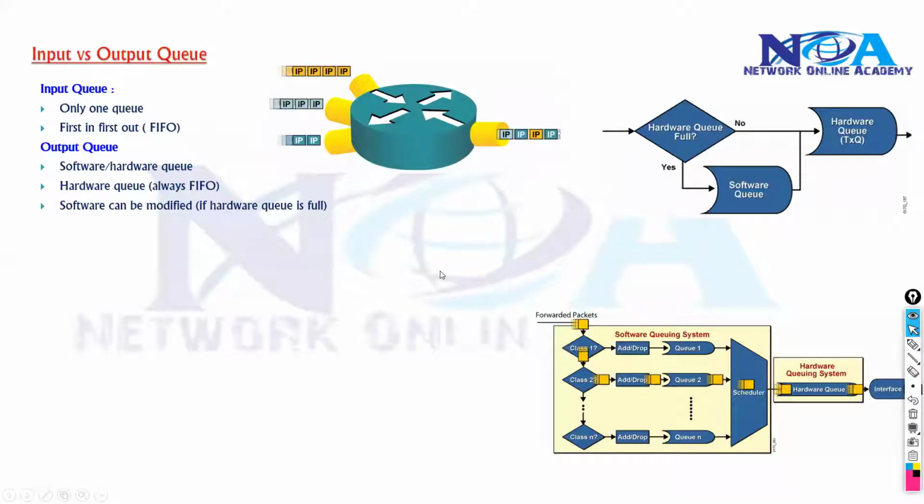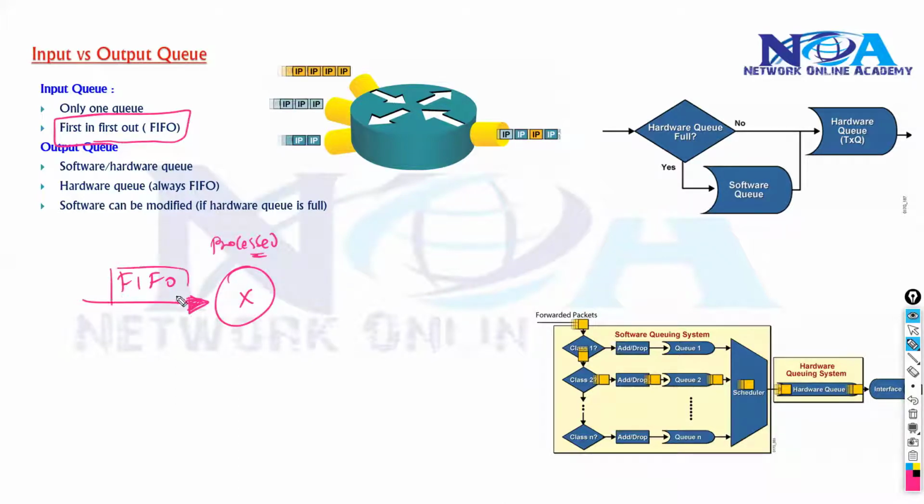Again, as I said, we have two types of queues, input and output queue. Now, the input queue is always first in, first out. Which means we have a router and the router is receiving the packets, and by default, we cannot do anything for that. Whichever packet comes first, that packet will be processed. That's the default behavior, and this cannot be changed. We cannot change the order of the packets, how exactly they are received.